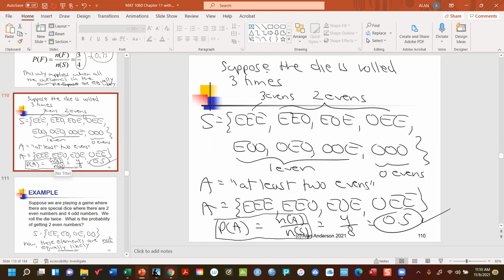Okay, now what I've got here is another example where the sample space has elements that are not equally likely. I want you to see one example where they're not all equally likely. So we're playing a game now where there's a special pair of dice. These are not normal dice. In these dice, there's only 2 evens and 4 odds. Each of these is different now. So we've still got the 4 possible outcomes, but they're not equally likely to occur.